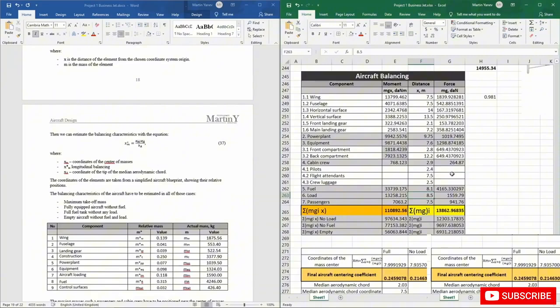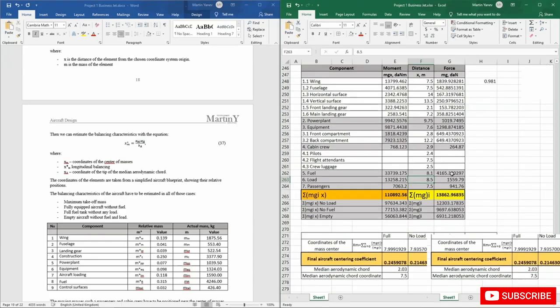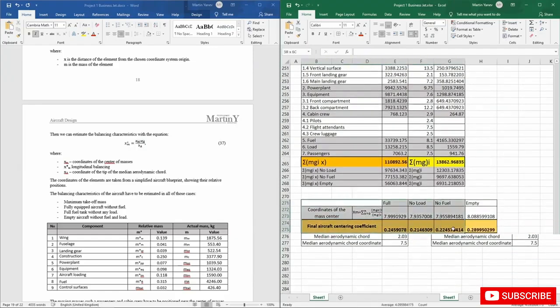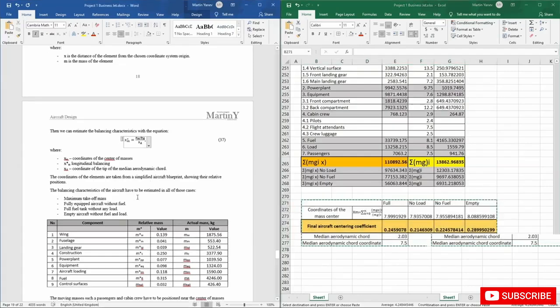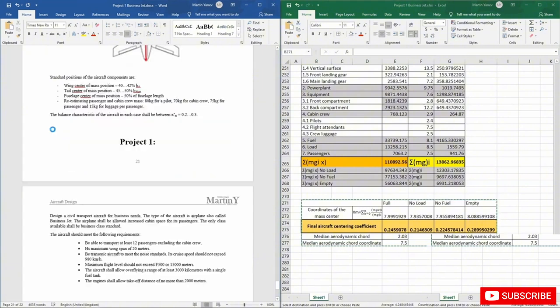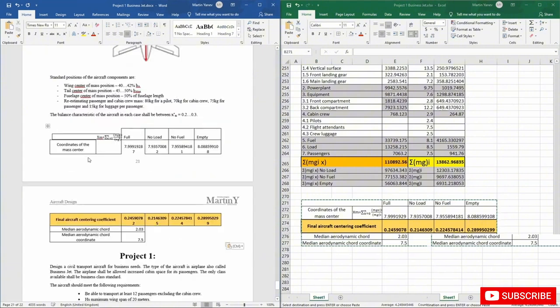If you wouldn't do this, our aircraft would not be balanced and there would be way more workload for the pilot, which could lead to mistakes. So this is it, and these are our balancing characteristics, and I'll place them just like this in the project because they are very important and they are overlooked by constructors quite a lot. So these are your final balance characteristics.